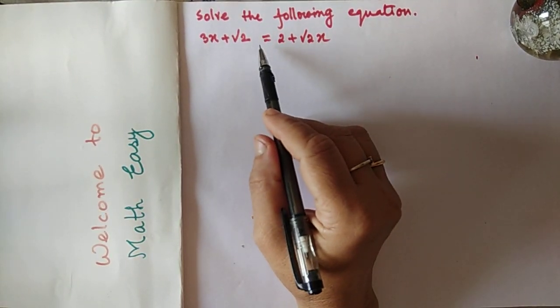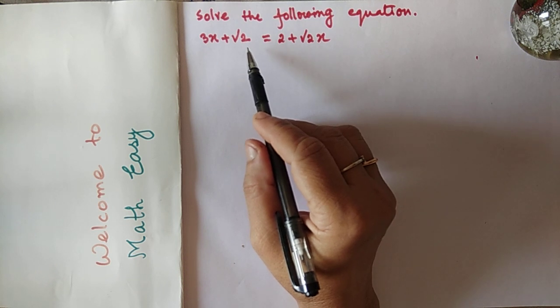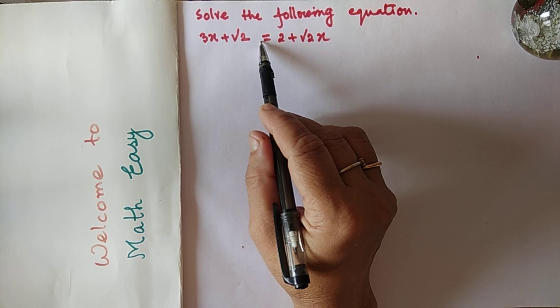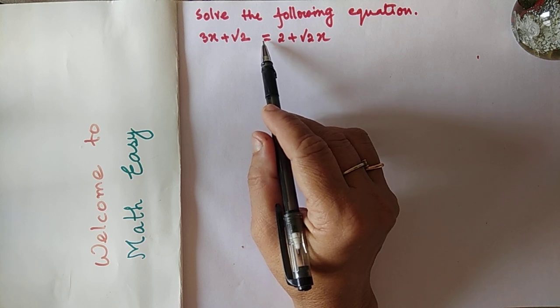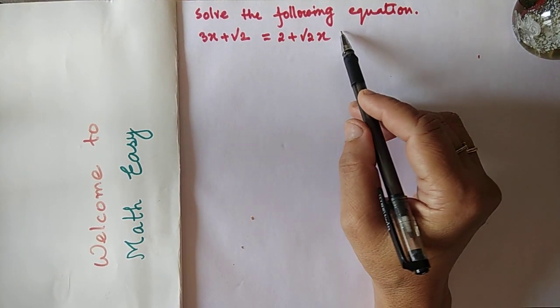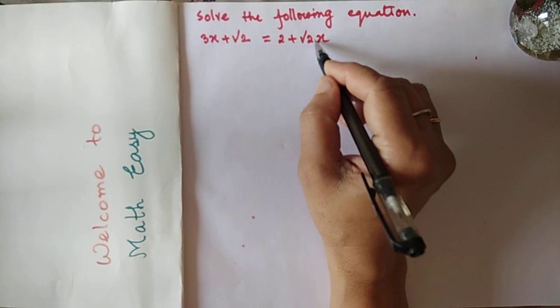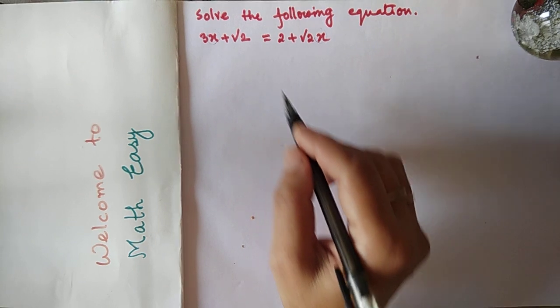Here is an equation. We have to solve it. Clearly we can see that it is a linear equation of one variable, and the variable is x here. So we have to solve it.